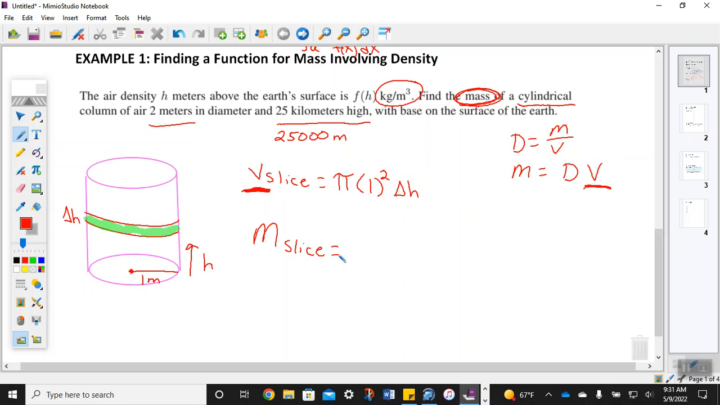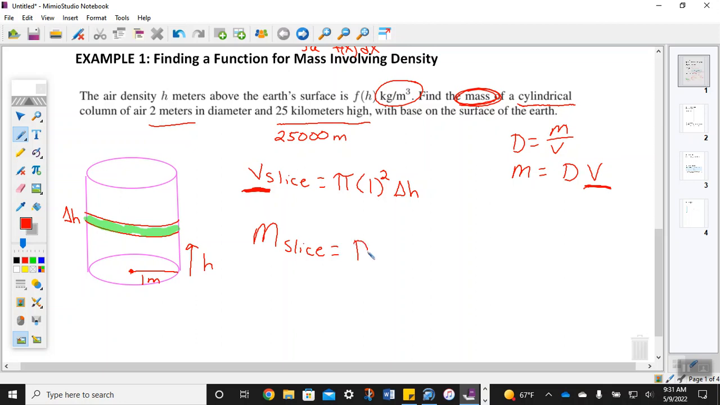Now, how do they define then the density? Well, it says right here, the density H meters above the Earth's surface is just simply f of H. Now, we're going to start having things in here like H squared plus 2H plus 17 as a function, but they're just defining it as f of H. Okay, so the mass of a slice then has to equal the density of a slice at what?